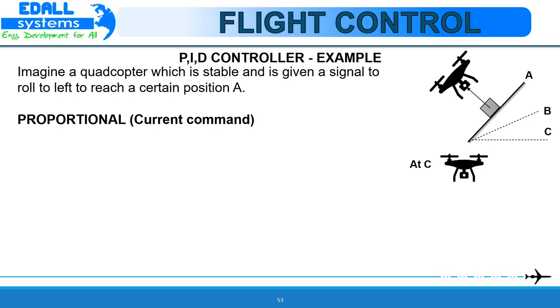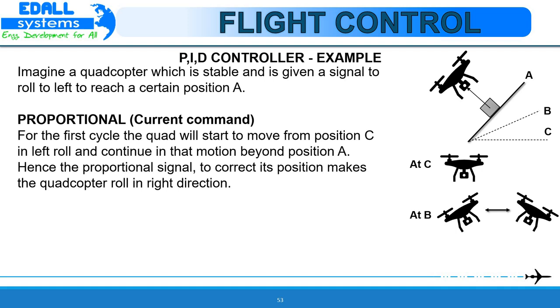So now we have a drone at position C and we are giving a proportional signal to move to the left. Proportional is the only signal that we will be giving to the drone, and let us assume that the integral and the derivative do not exist. Once we give a stick command to the quad to roll towards the left, the drone will tilt towards the left. Therefore, for the first cycle, the quadcopter will start to move from position C to the left roll and continue in that position beyond position A.